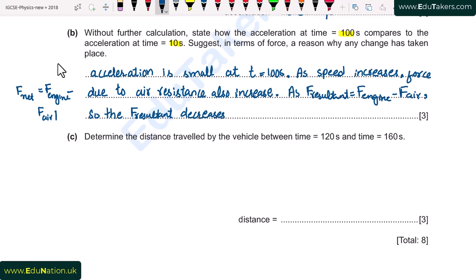Because here we can see that air resistance force increases and net force is the difference of the force due to the engine and the force due to air resistance, so the net force decreases. And so does the acceleration decrease, because F is equal to ma.